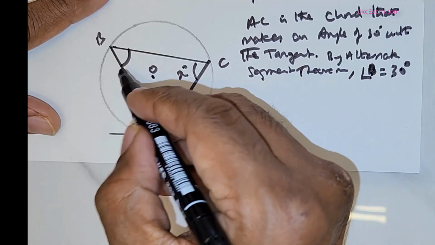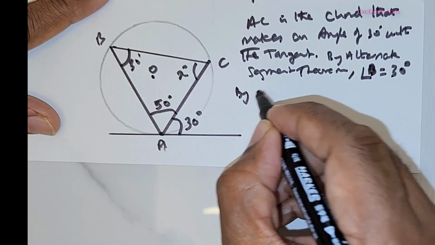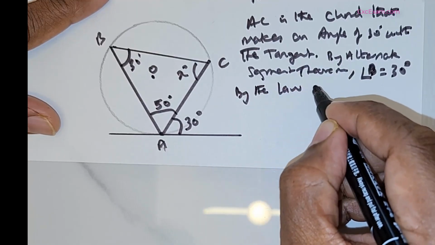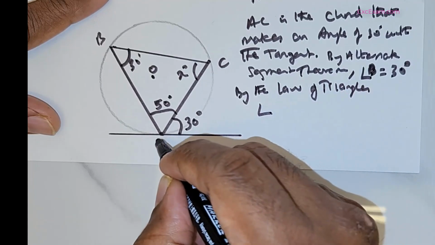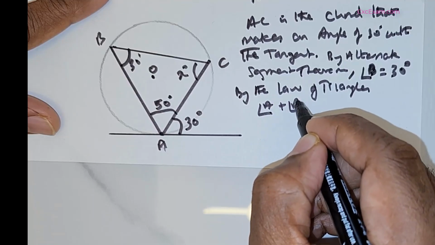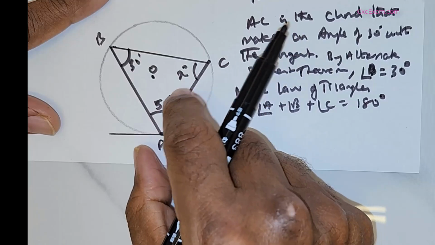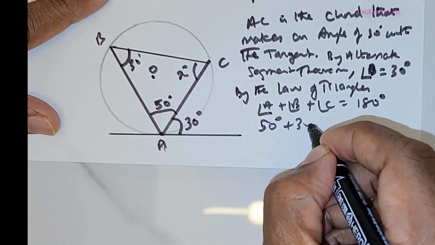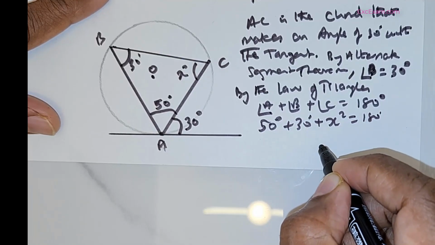Now we are asked to find, so let me write that down, x. By the law of triangles, angle at A plus the angle at B plus the angle at C will be equal to what? 180 degrees. Now angle at A is 50 degrees, angle at B is 30 degrees, angle at C is x degrees. This is equal to 180 degrees.